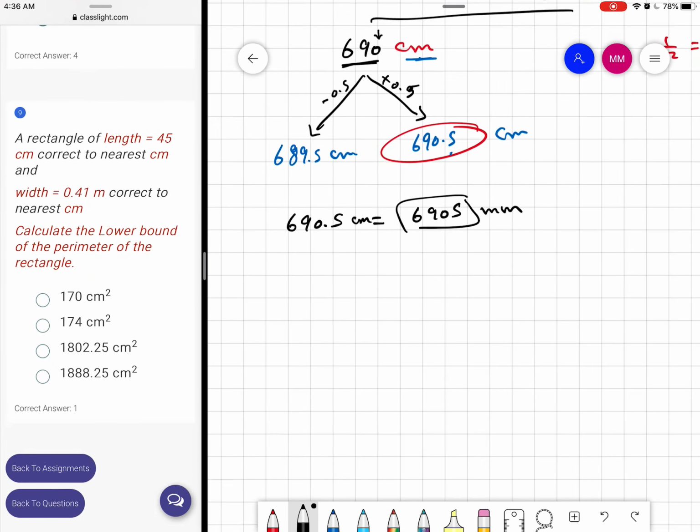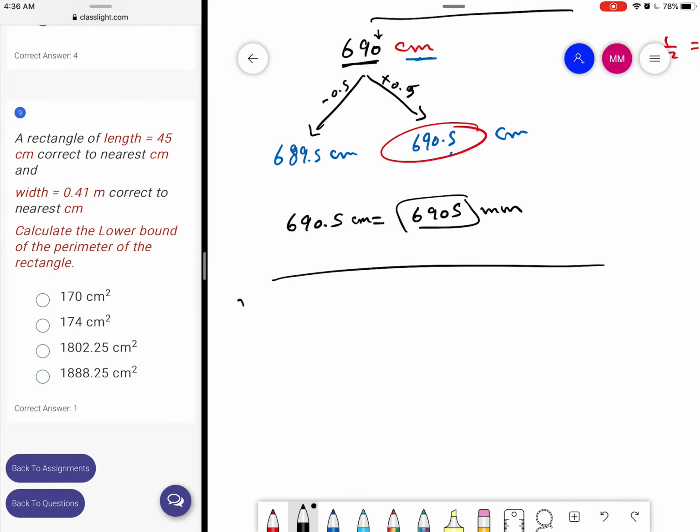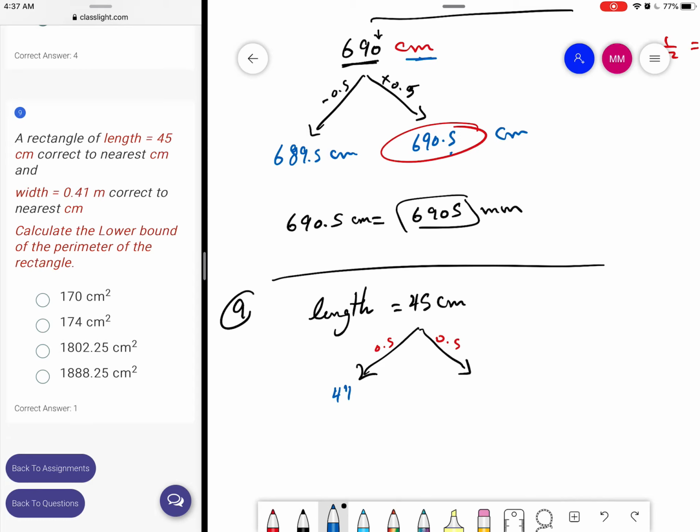Okay, the last one, question number 9. A rectangle of length 45 centimeter. So length equals 45 centimeter, and it's rounded to the nearest centimeter, which means I will add and subtract 0.5. So it will be 44.5 and 45.5. Okay, lower and upper. This is for the length.